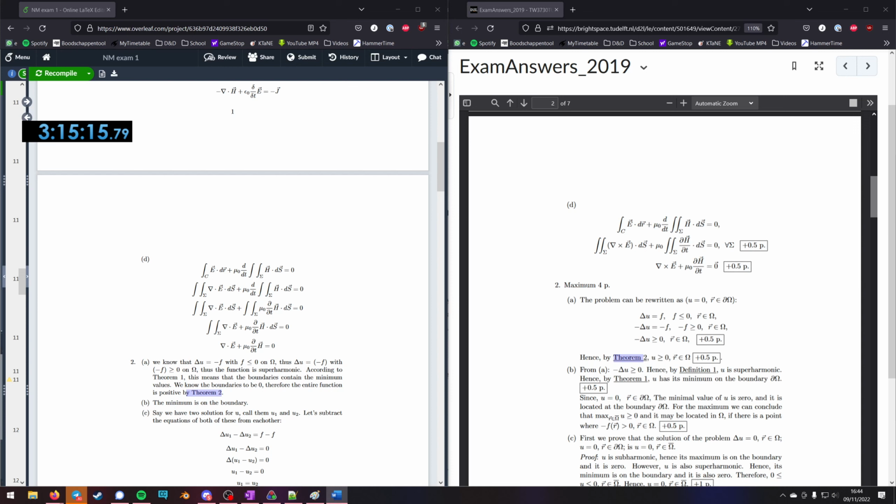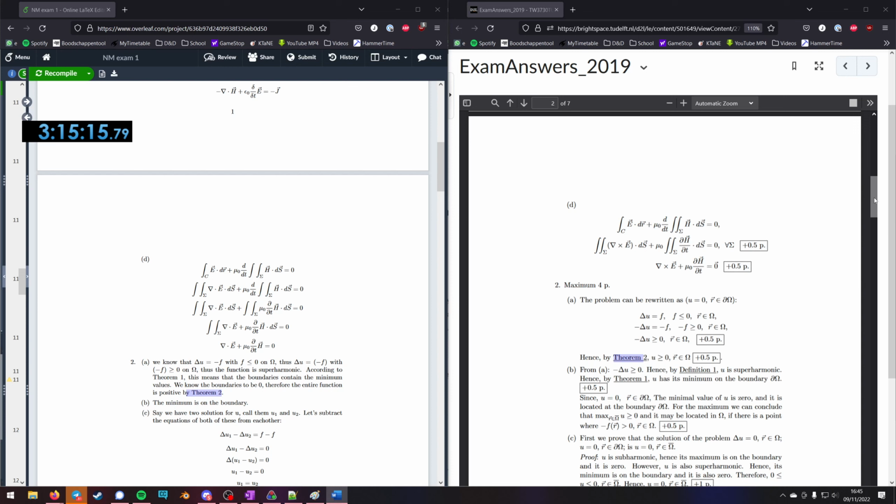For B we said the minimum is on the boundary. And that concludes. He says look at the maximum also. We would get half a point there. So they said do the minimum, comma, maximum, but I didn't. Okay, we get half a point there.